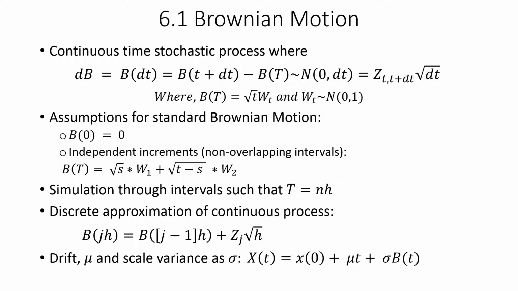We simulate through time intervals such that we want n steps across a width of h, which gives us our total t. Basically it sums Brownian motion up as a discrete approximation for a continuous process, as indicated by the equation given with j steps according to the width h that we see there. You can also include a drift mu or a volatility or scale variance theta to properly express the equation, as you can see at the bottom of this screen.